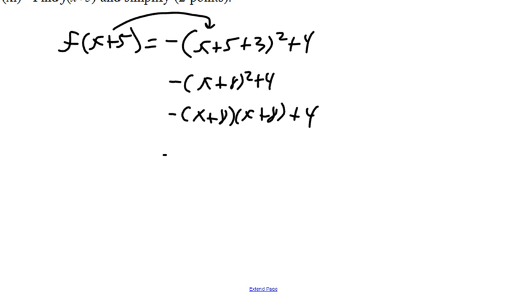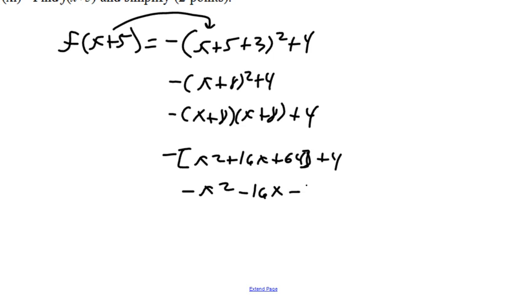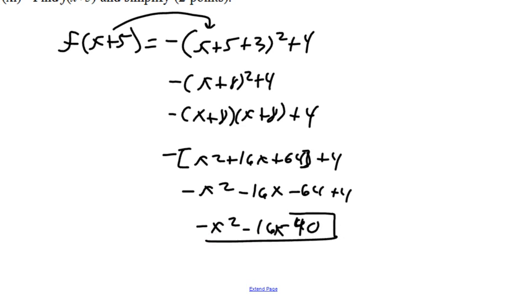Doing the FOIL, I'm going to get x squared plus 16x plus 64, plus 4. I just used brackets; I could use parentheses. Let's distribute that negative sign. So I get negative x squared minus 16x minus 64 plus 4. And last but not least, the grand finale full answer: negative x squared minus 16x minus 60. And don't forget about the x there. That is a 60. Okay, so this will be my final answer right here.